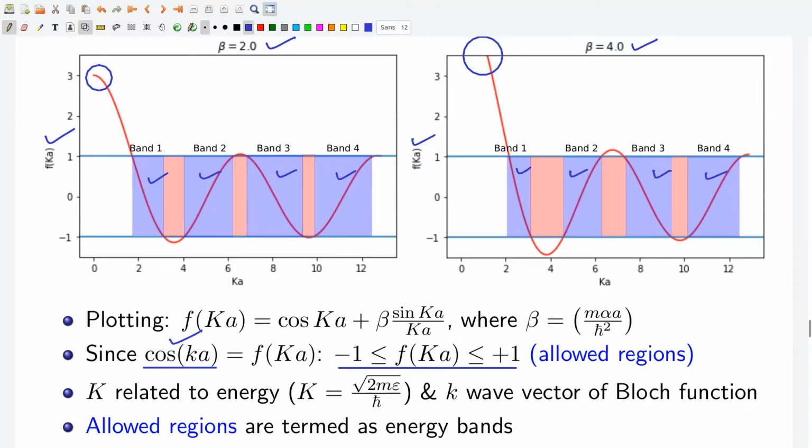Remember that capital K is related to the energy and small k is the wave vector of the Bloch function. Allowed regions are termed as energy bands, and I have marked them as band 1, band 2, band 3, band 4, etc., in ascending order according to their energy.